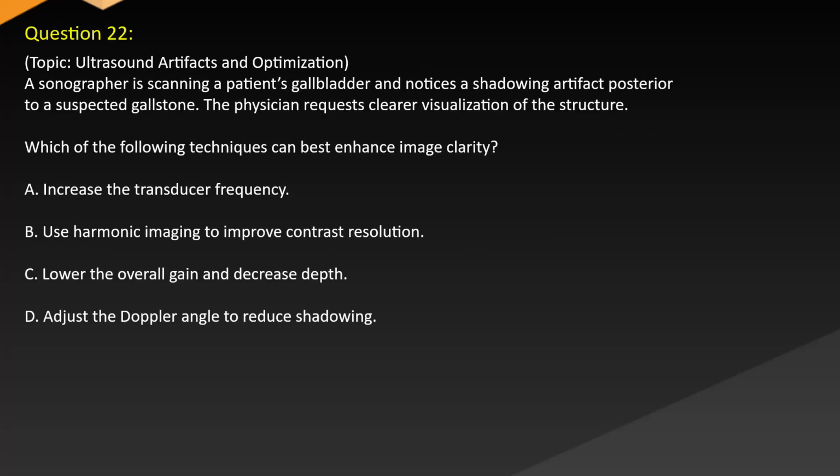Question 22. Topic: Ultrasound artifacts and optimization. The sonographer is scanning a patient's gallbladder and notices shadowing artifact posterior to a suspected gallstone. The physician requests clear visualization of the structure. Which of the following techniques can best enhance image clarity?